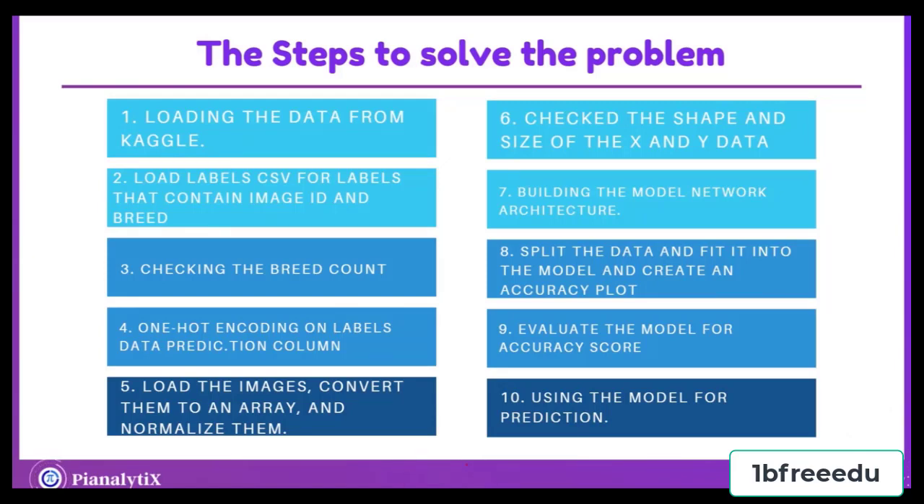Then we will check the shape and size of the X and Y data and build our network architecture after that. After building the network architecture, we'll split the data and fit it into the model to create an accuracy plot. We'll evaluate the model for accuracy score and finally we'll use this model for prediction.